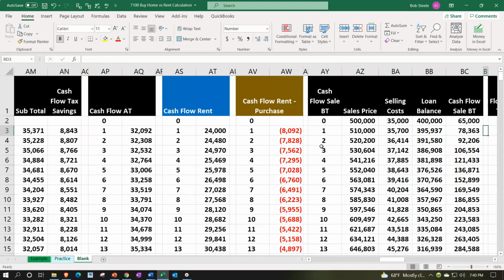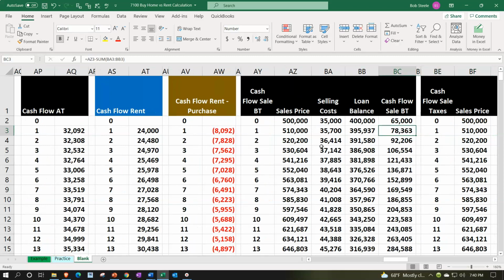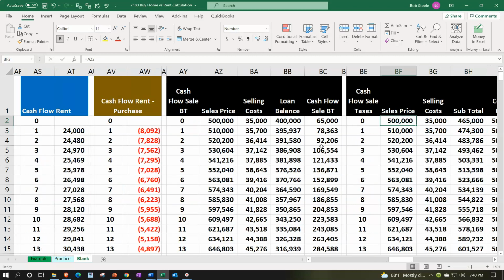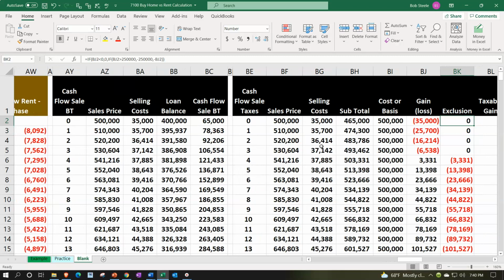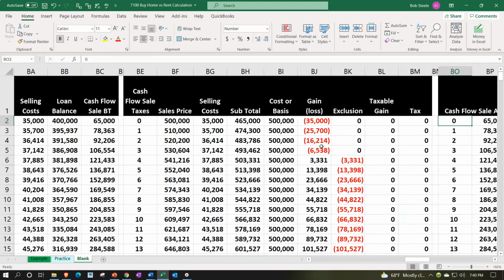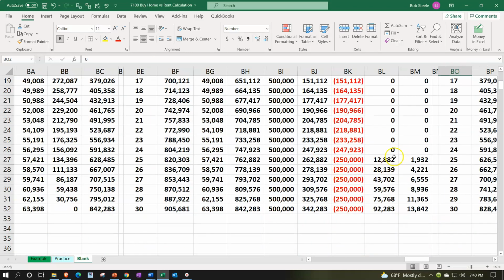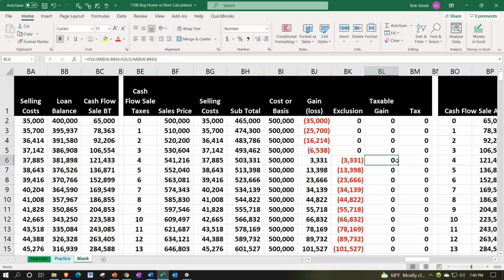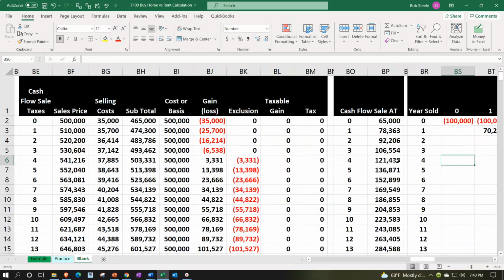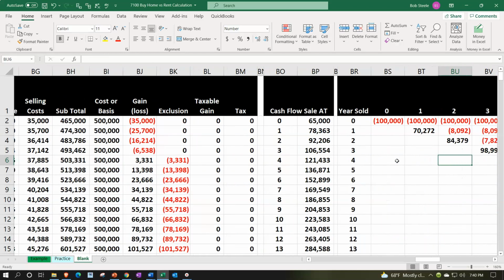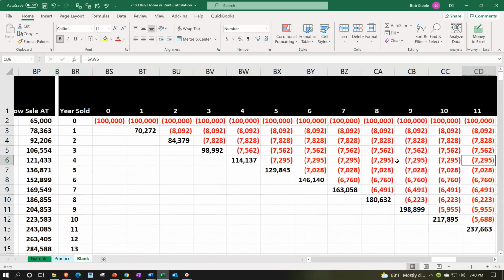Cash flow sales before tax, the cash flow on the sale calculation should populate. You can see the new 500,000 at the starting point. The exclusion calculation, we had the if formulas. Now we only have the exclusion coming into play at the end at like 25. So we have some tax at the end there. We got the cash flow sales after the taxes. And then we have basically our table here.